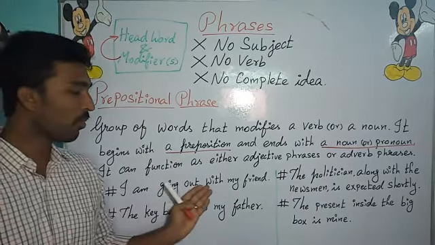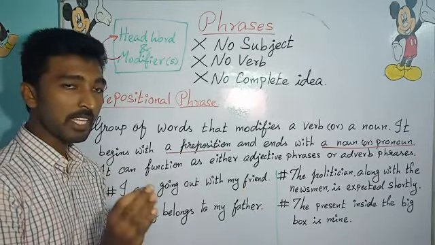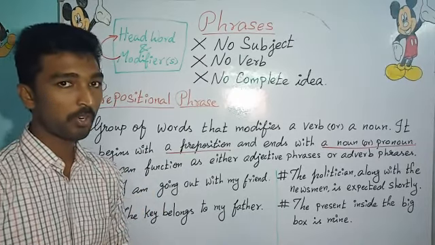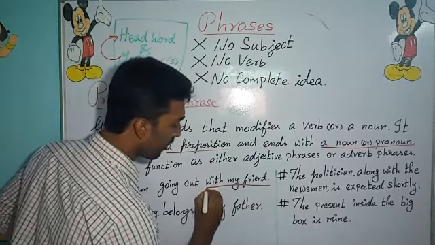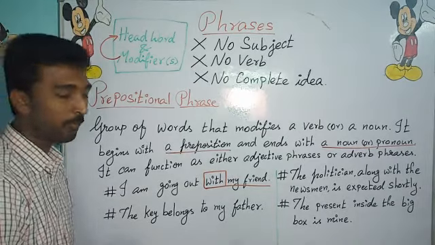I am going out with my friend. You know the clue, it begins with a preposition and ends with a noun or pronoun. As per the logic here, with my friend. With is the preposition head word followed by the noun.